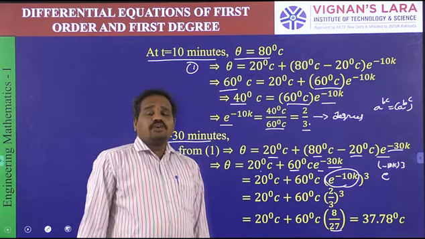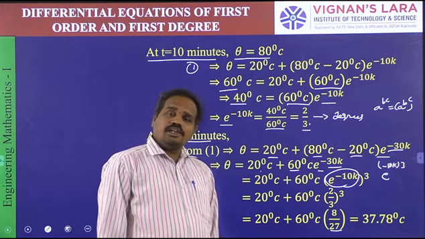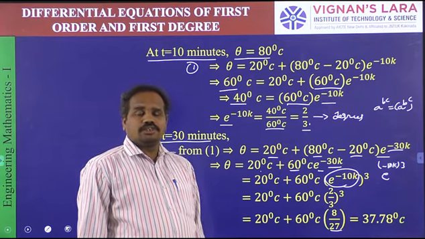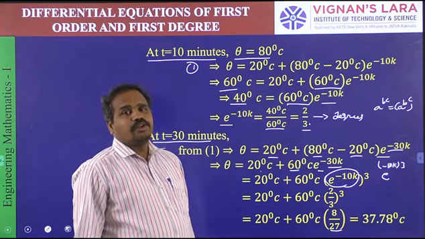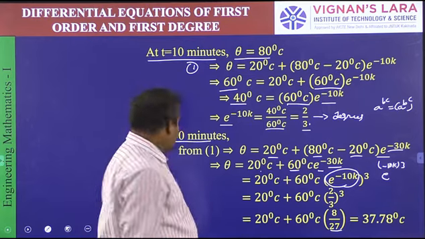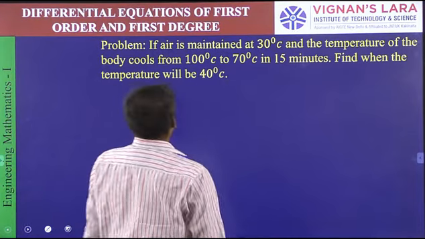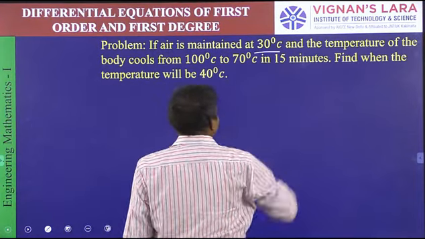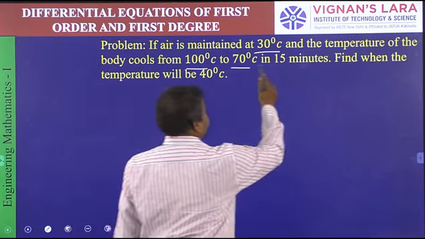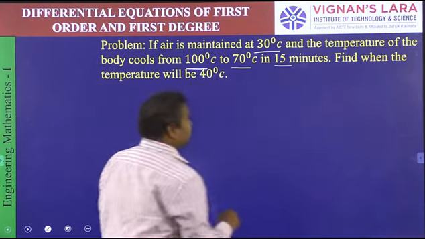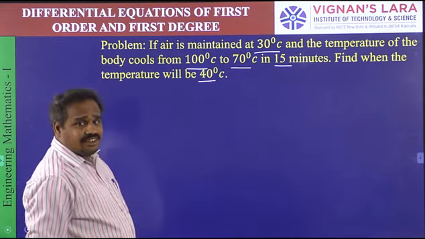So like this, we have to calculate the temperature of the body at a particular time. Similarly, we have to calculate the time when the temperature is given. So that type of problem we will do here. See this. If air is maintained at 30 degrees centigrade and the body cools from 100 to 70 degrees centigrade in 15 minutes, find when the temperature will be 40 degrees centigrade.